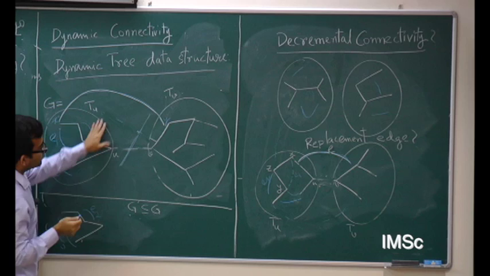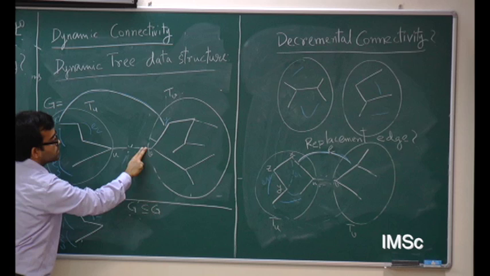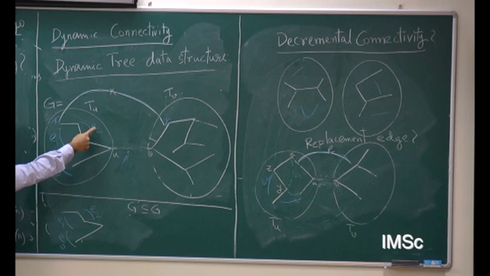What Saket was asking was that first we deleted UV. Then we found that XY is a replacement edge. Now we are going to delete XY. If we again have to go through E1, E2, E3, then we are in a bad scenario, right? We have to avoid going through E1, E2, E3. How are we going to do that?